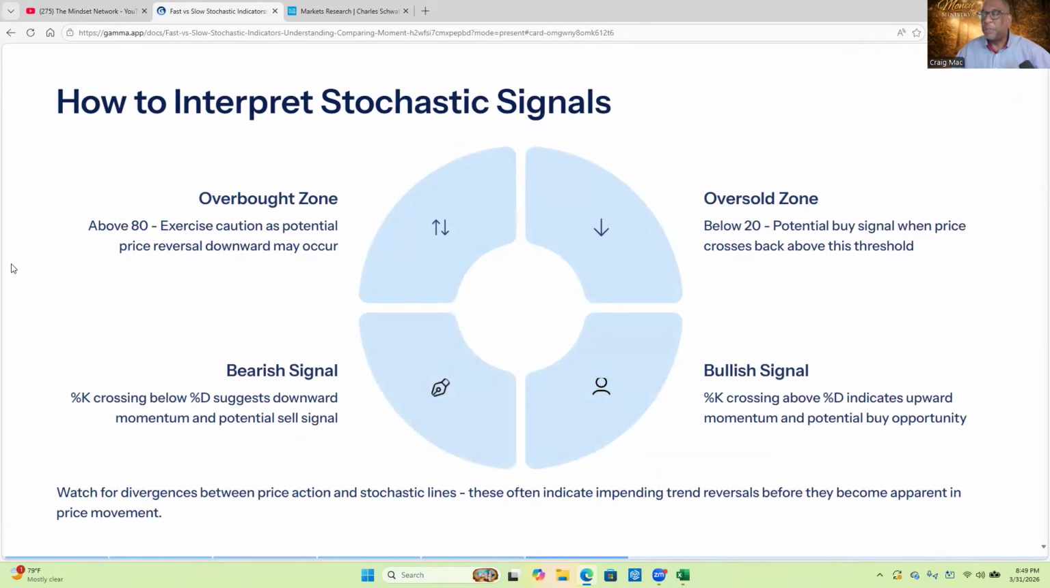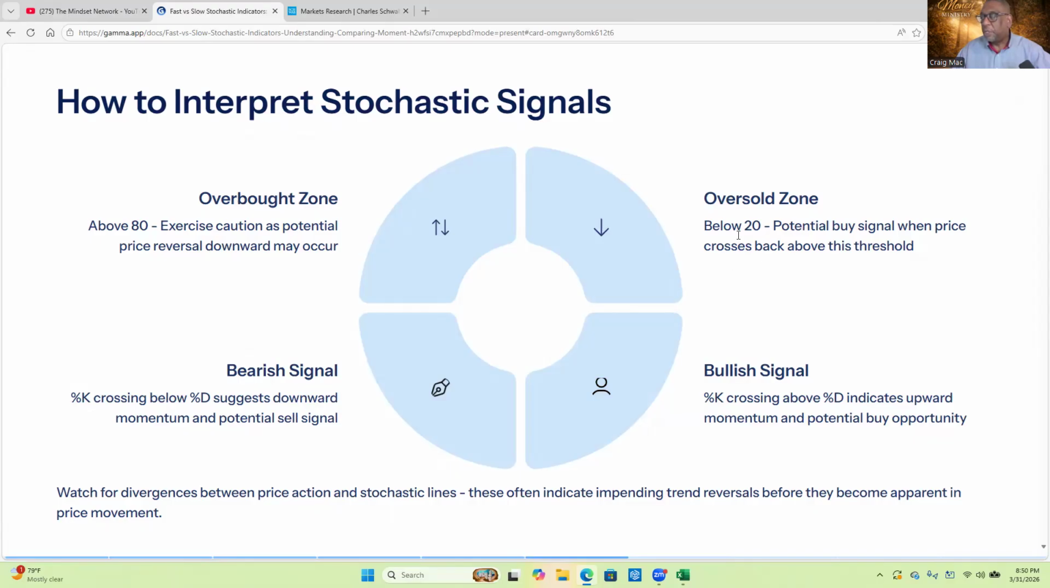Now to interpret it, anything above 80 is considered overbought. And that means that there's more downward risk, okay? More downward risk. And what I mean by that, more chance the selling is going to start taking place when the stochastic gets above 80, okay? Bear signal. If the K crosses the D in a downward momentum, that is a sell signal.